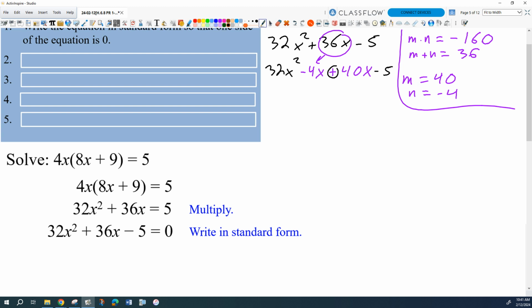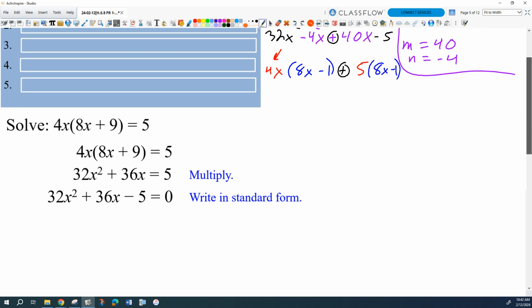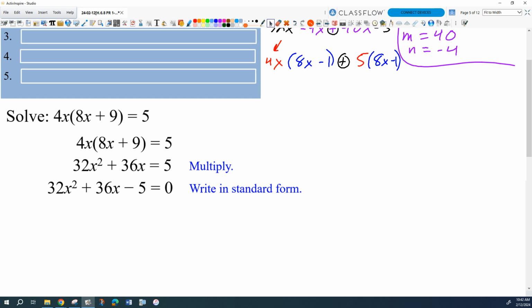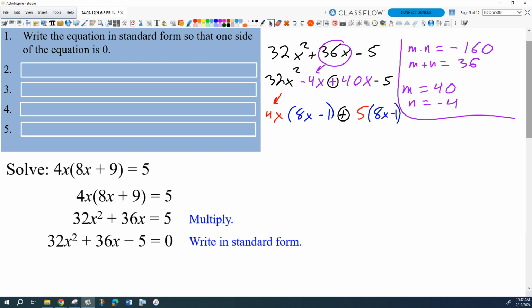What do we factor out of the first group? 4x. Leaving behind 8x minus 1. Good. And what's that give us for the second one then? 5 times 8x minus 1. Okay, so what's this factor into then? 8x minus 1 times 4x plus 5. There you go.